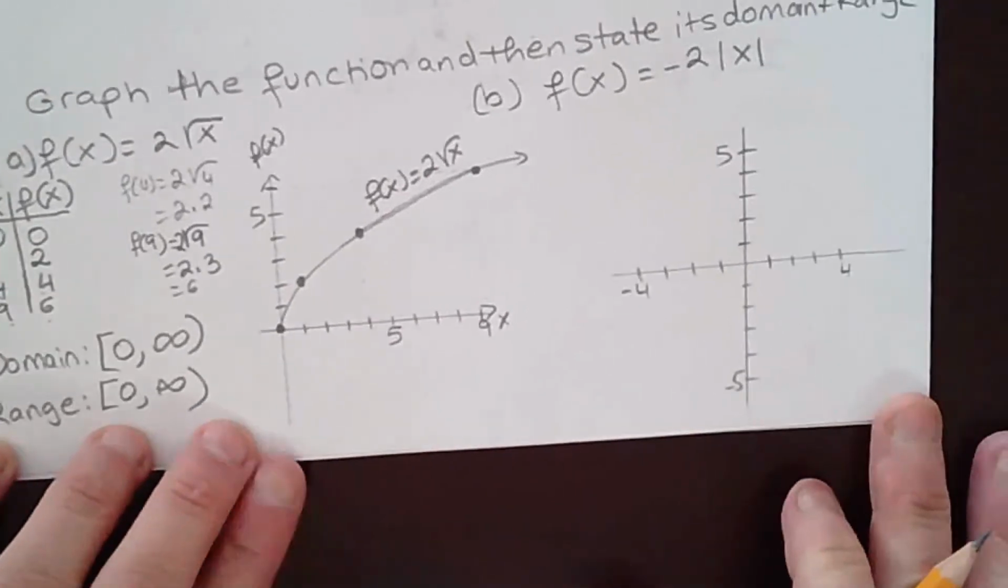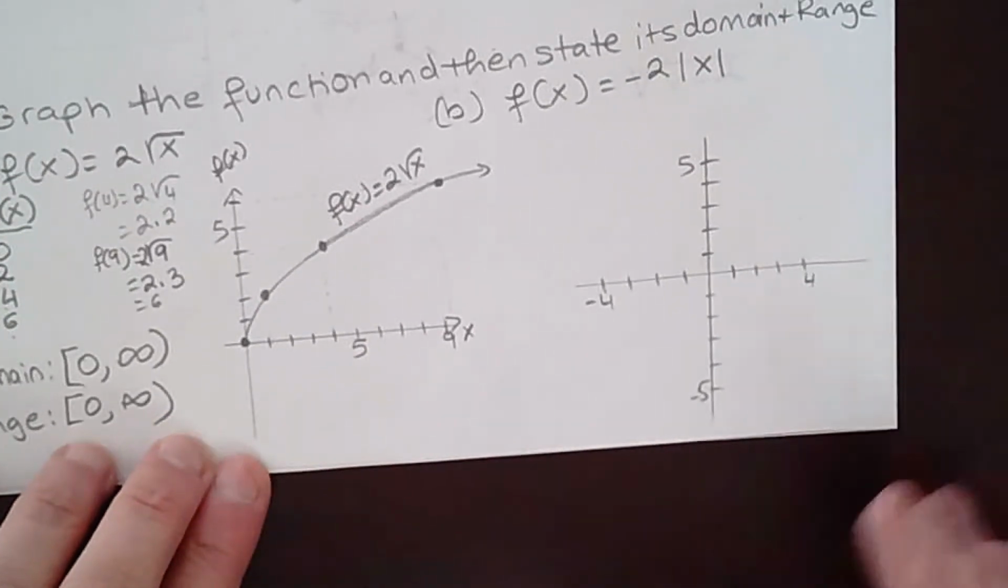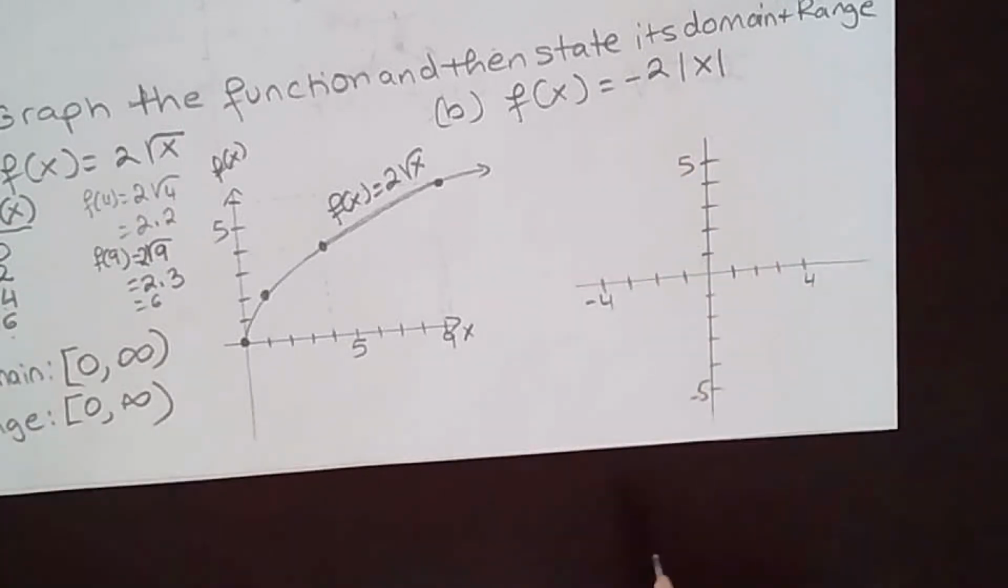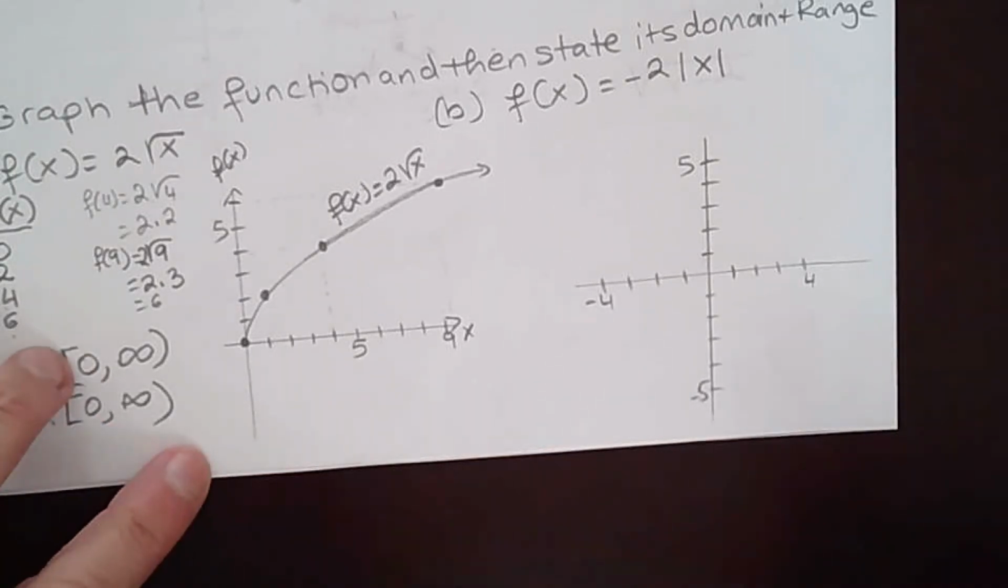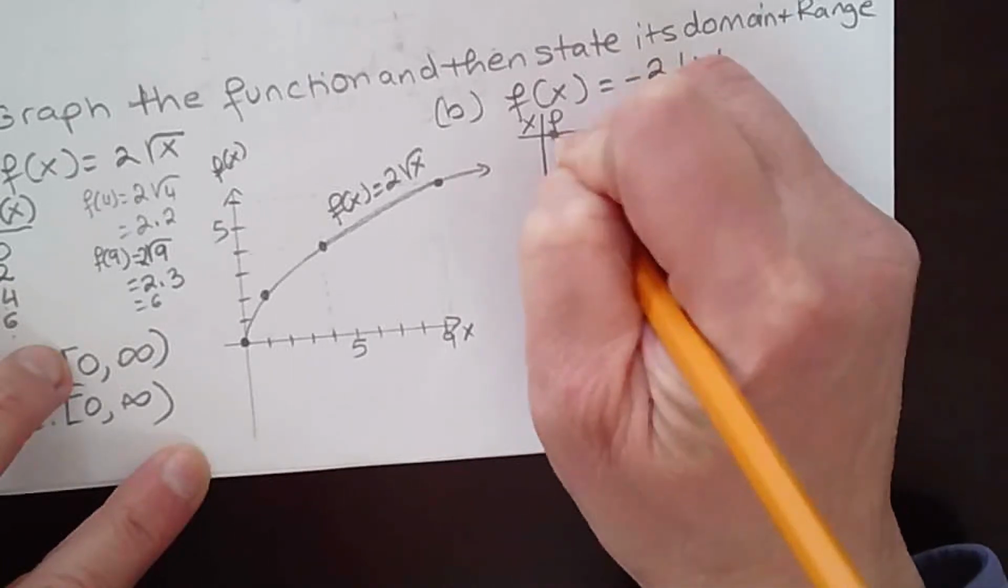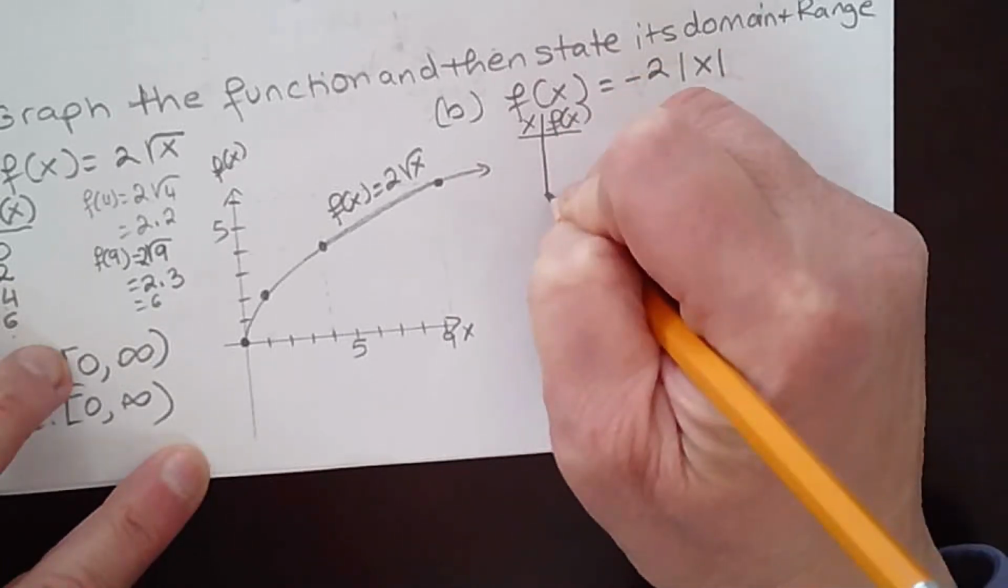Now let's go ahead and graph the second function. f of x is equal to -2 absolute value of x. Again, this is an absolute value function. So let's go ahead and graph. Let's plot some points for x and figure out what f of x is equal to for each value of x.